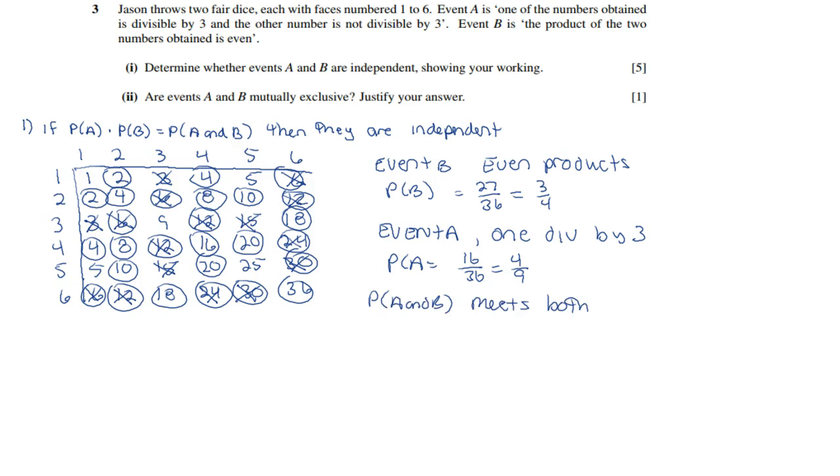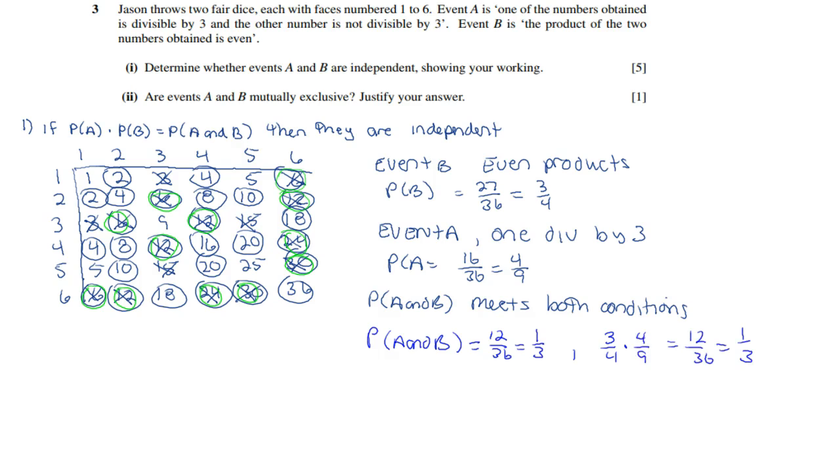Now, the probability of both, that means they meet both conditions. So what I'm looking for is the number of circles that have x's in them. That means that not only did they have an even product, but one of them was divisible by 3. And I count those up, and I find out that the probability of A and B both happening is going to be 12 out of 36 or 1/3. Now, all I got to do is find out if 3/4 times 4/9 equals 1/3. If it does, these guys are independent. If it doesn't, they aren't.